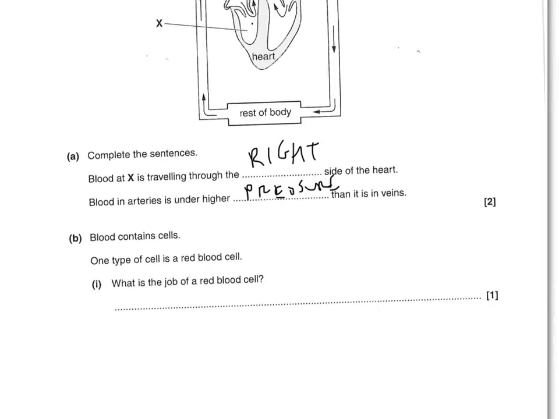Next question, blood contains cells. One type of cell is a red blood cell. What does this do? So a red blood cell carries oxygen. So remember, there are 3 parts to blood really. The red blood cell, which carries oxygen. You've got the platelets, which will clog up and form scabs. And you've got the white blood cells, which fight infection.